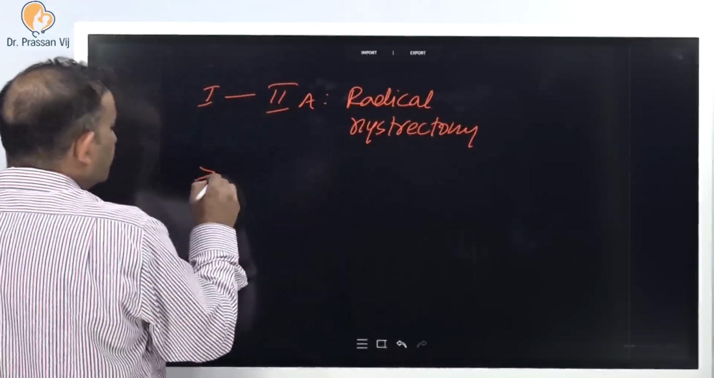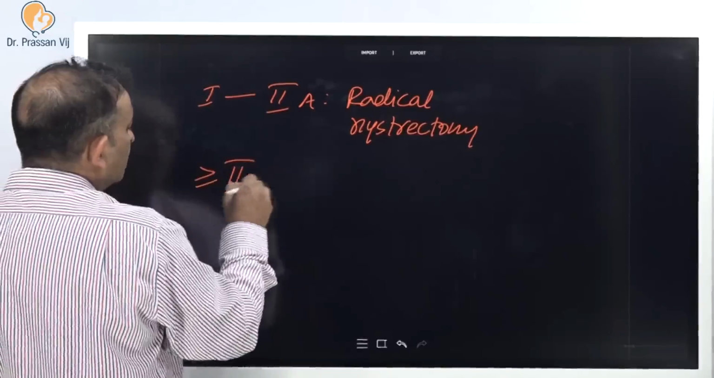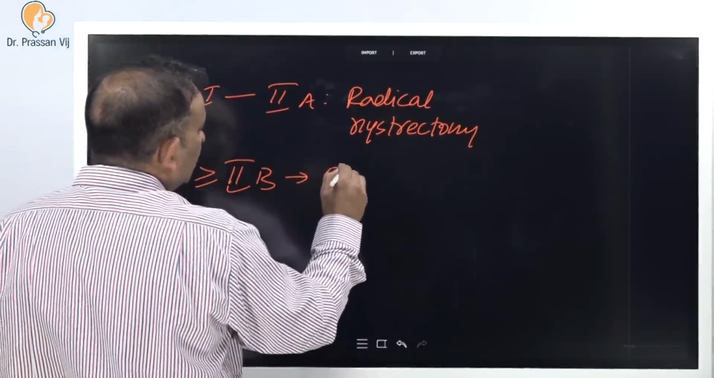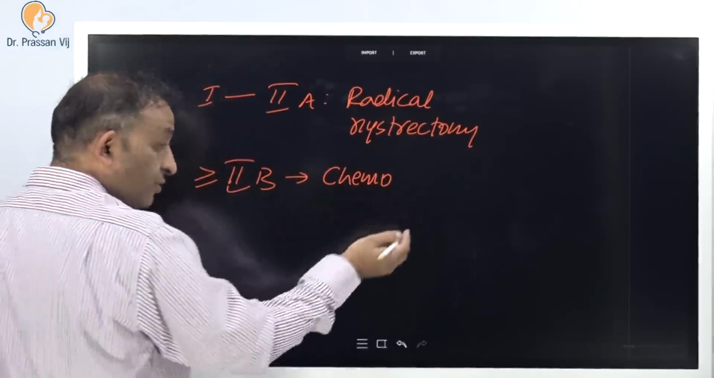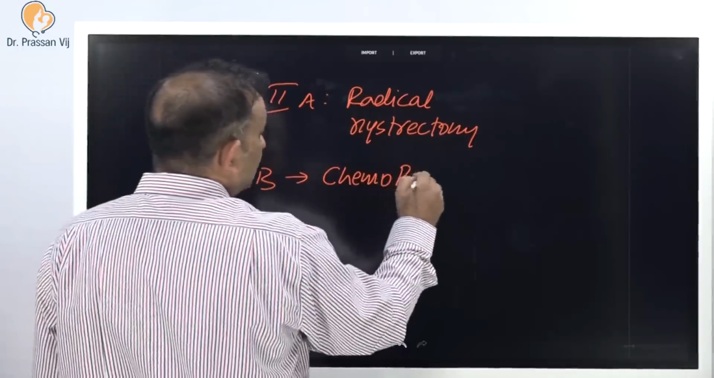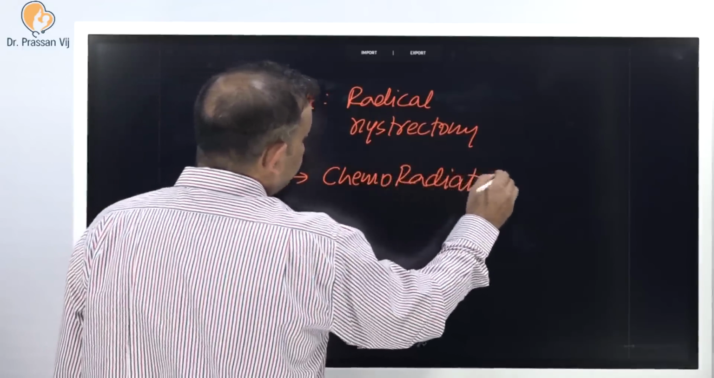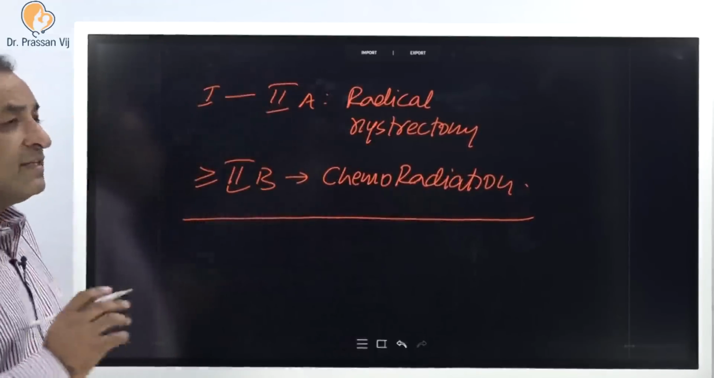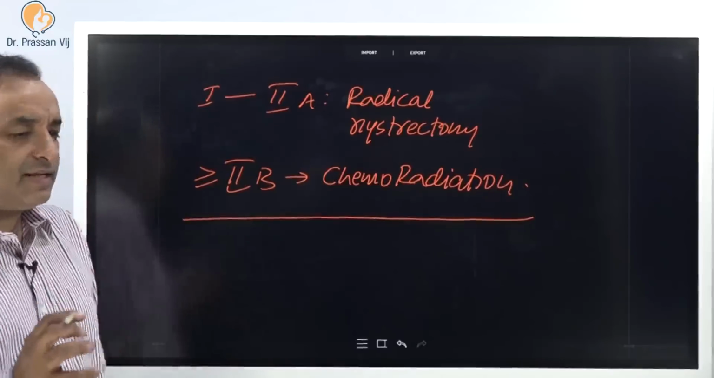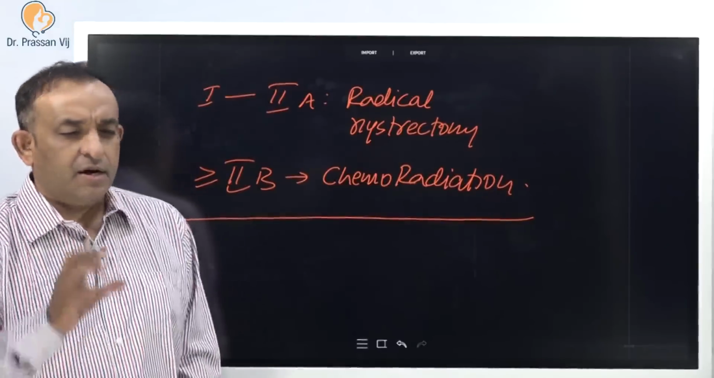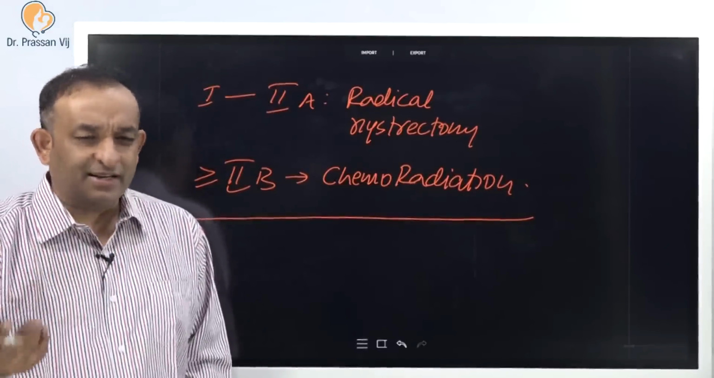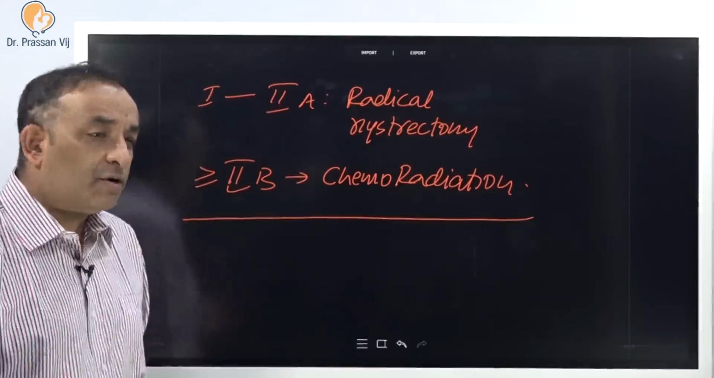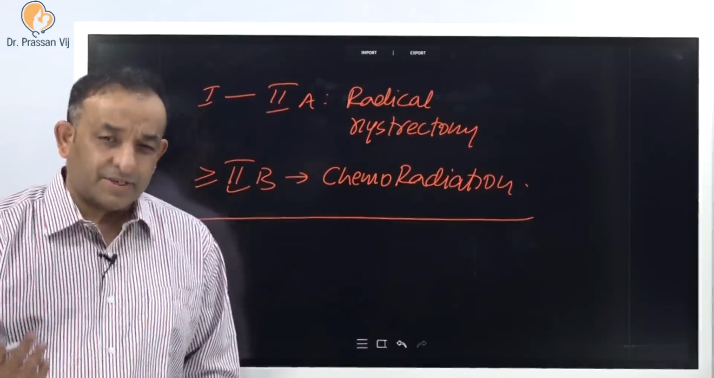And from stage 2B, chemotherapy and radiotherapy together is best. Chemo, radiation. So, these are the basic punchlines, alright. It is not that this is enough about CA cervix treatment. From stage 1 to 2A, a radical hysterectomy would suffice, and from stage 2 and beyond, chemotherapy and radiotherapy together are going to give the best results.